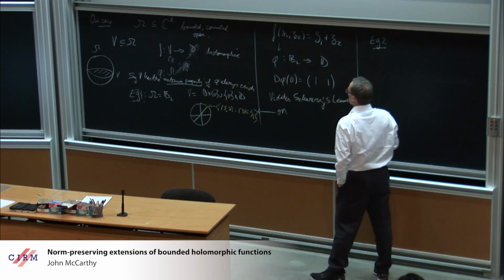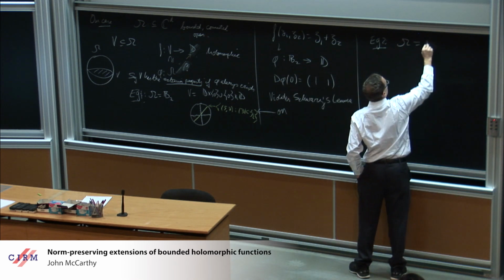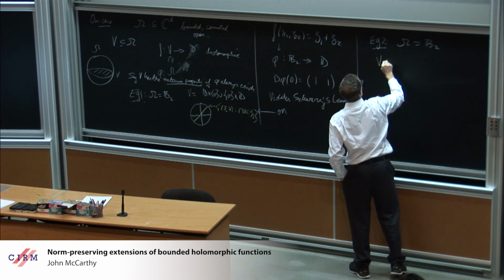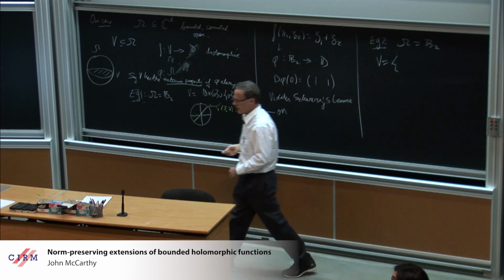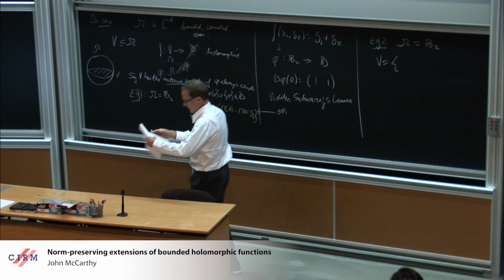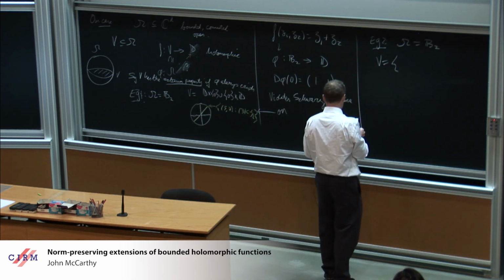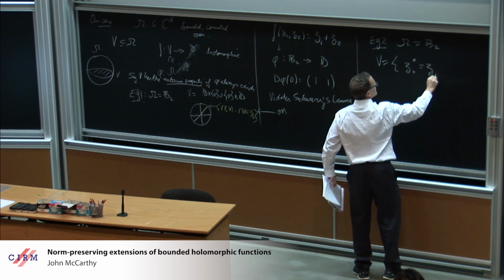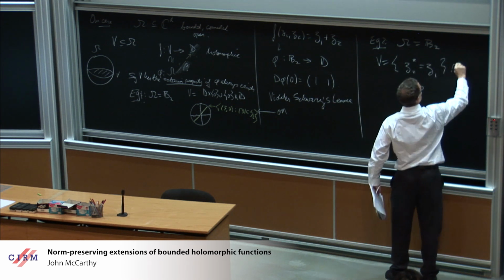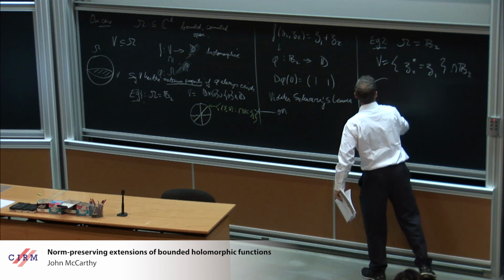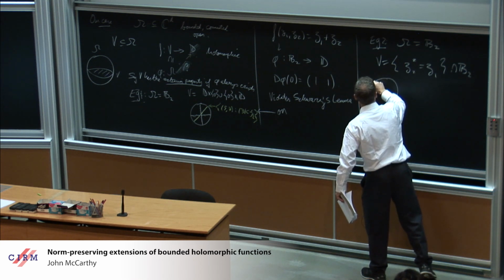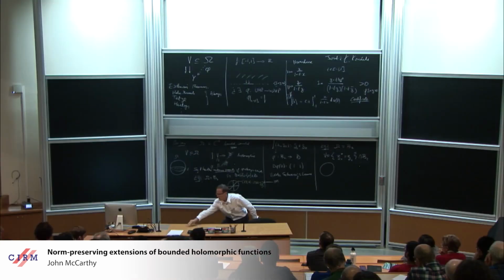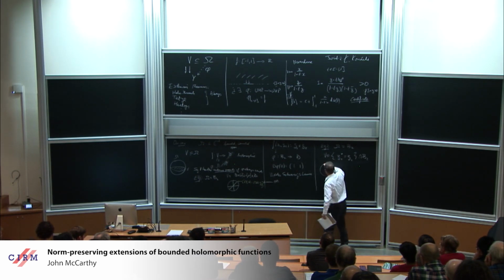So for a second example, again I'm going to work in the ball. And now I'm going to let V just be the set of points where z2 squared is equal to z1, intersect the ball. So it'll be some sort of curve like that.